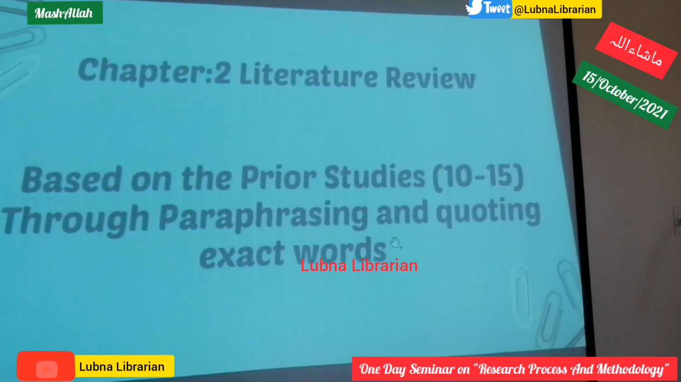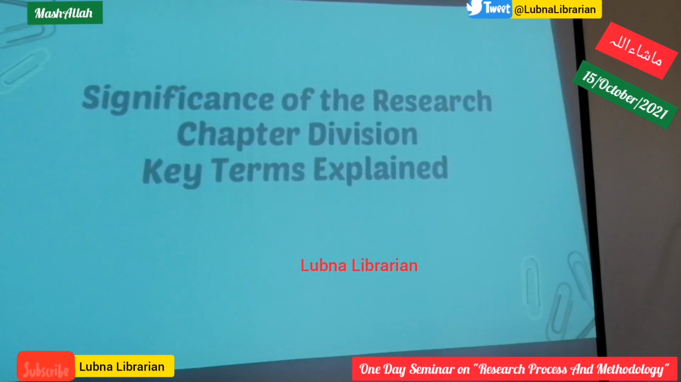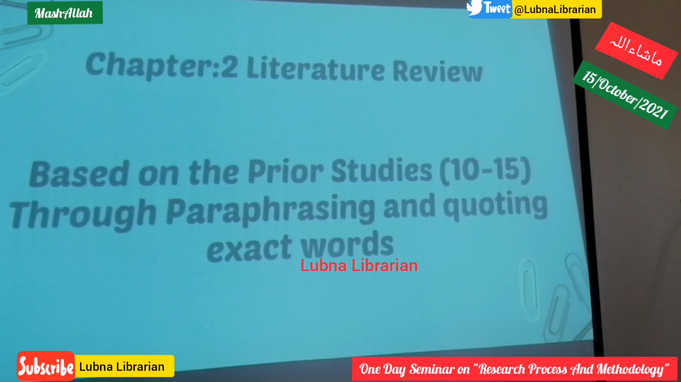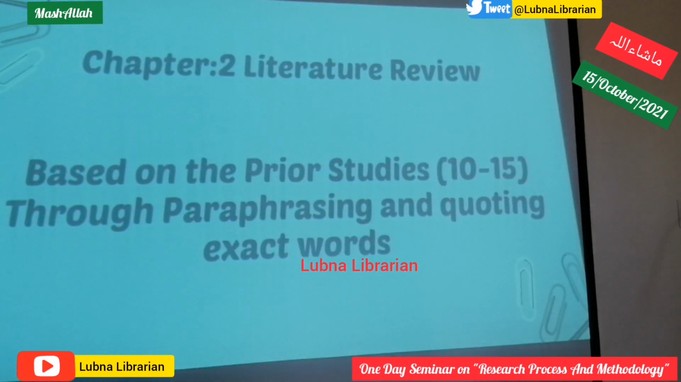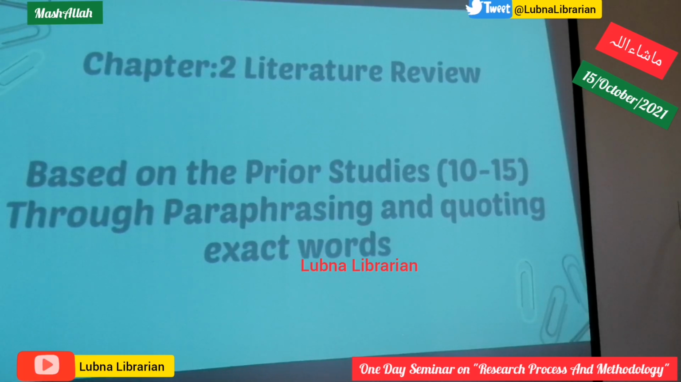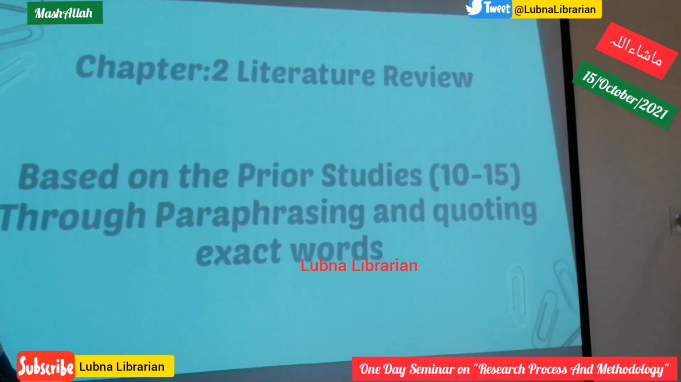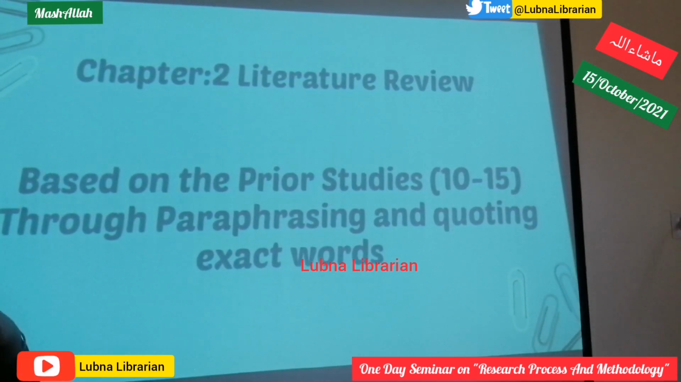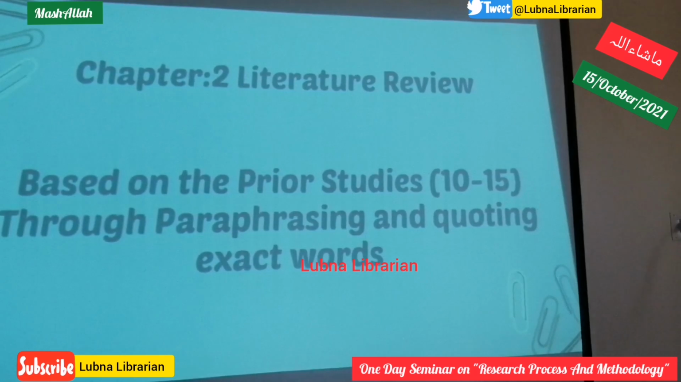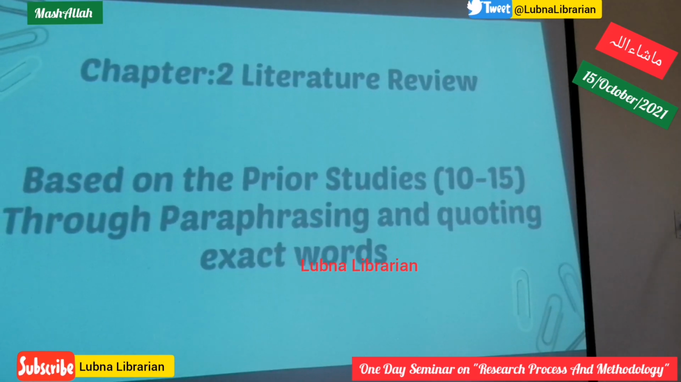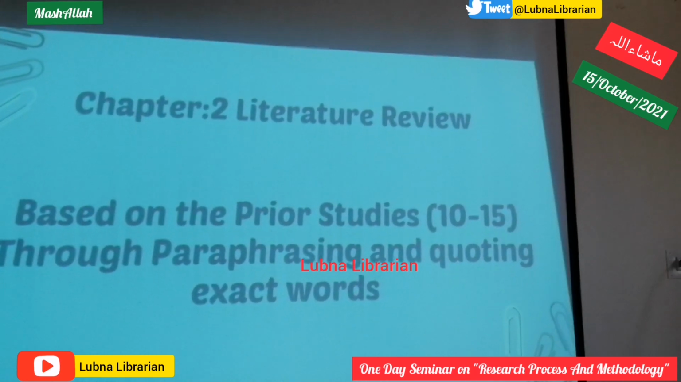Then comes chapter number 2, that is the literature review. Literature review is a study based on your prior studies, right? I have written that we usually quote 10 to 15 different works, 10 to 15 different authors, in this section. These are the prior studies we take in this area, and this is the area that creates a sort of bulk in our research studies.